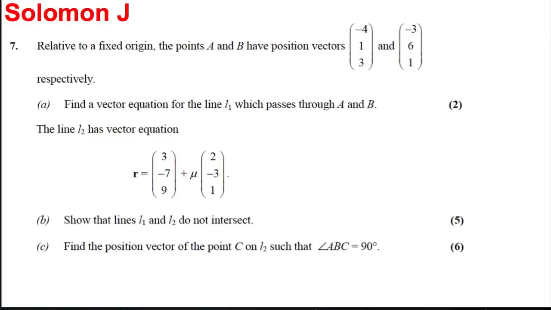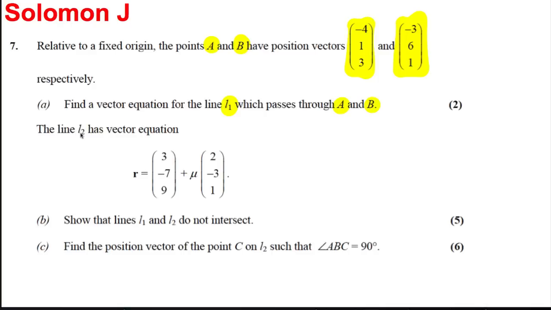Okay, here's another vectors question for us, and we're told that relative to a fixed origin we have points A, which is (-4, 1, 3), and B, which is (-3, 6, 1).